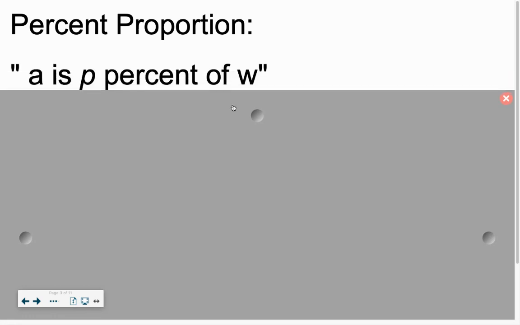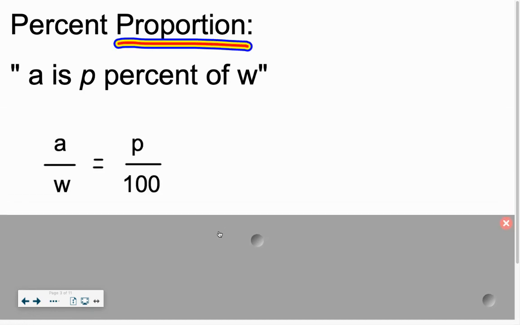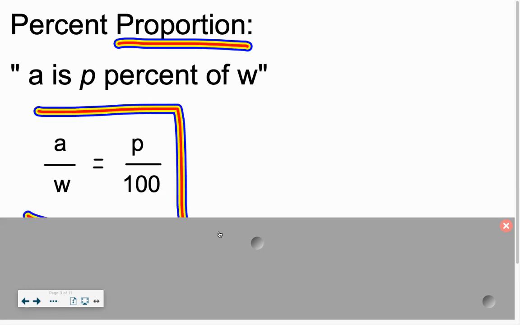You're going to see in some form this stated to you in every type of problem. A is P% of W, where it's just some number A is a percent of W, and they usually leave out one of them. The big thing today is we're going to make a proportion. So when we talk about proportions, that's what you see right here. That's this guy. A proportion is two equivalent ratios.